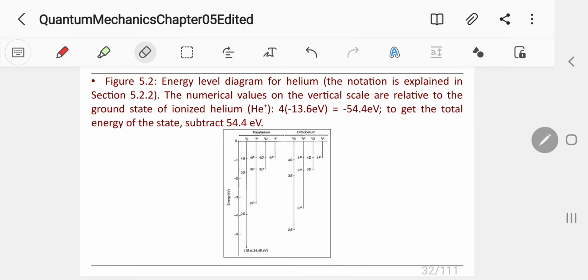So this is the energy diagram for helium. The notation will be explained later. The numerical values on the vertical scale are relative to the ground state of ionized helium, He+, which is -54.4 eV. To get the total energy of the state, subtract 54.4 eV.